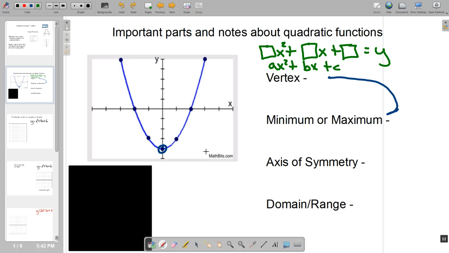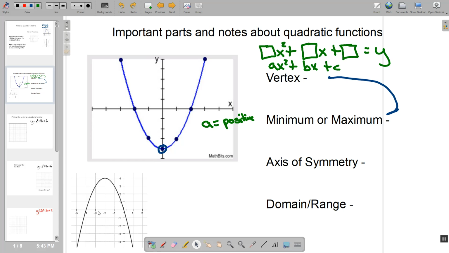This one right here is what we call opening up, which means that the a value is positive. Any positive number makes the quadratic open up. Where this problem here is opening down, our vertex, in this case, is the maximum point. That means that the a value here is negative, and we are looking at the maximum for our vertex.